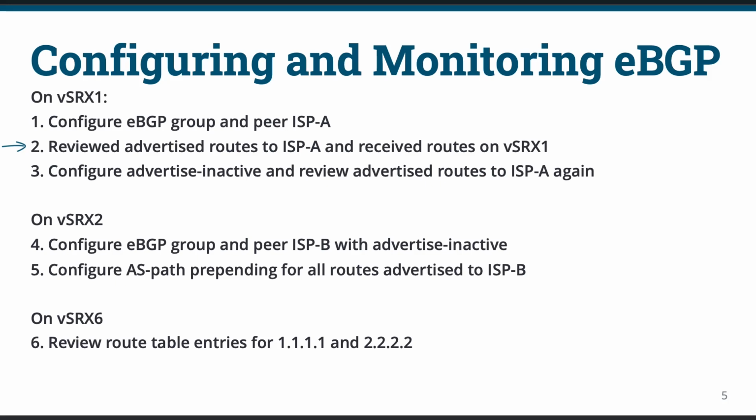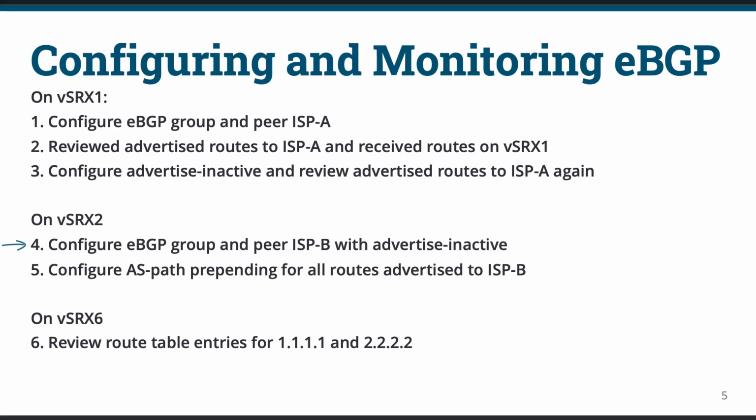We'll explore why briefly, and then configure the advertise-inactive flag and validate this has been resolved. We'll then move on to VSRX2 and configure its peering session with ISP-B, remembering to include the advertise-inactive flag since the same situation that required it on VSRX1 will be present on VSRX2, as we'll see.